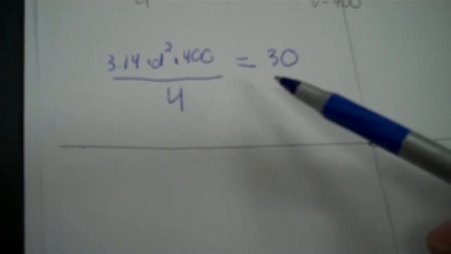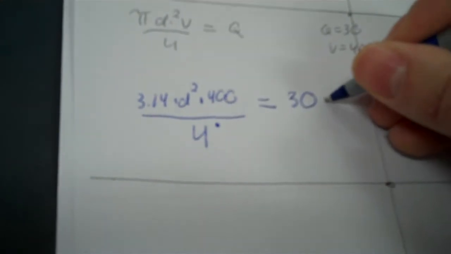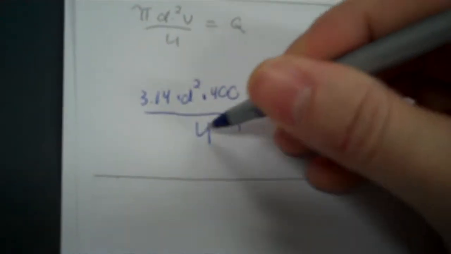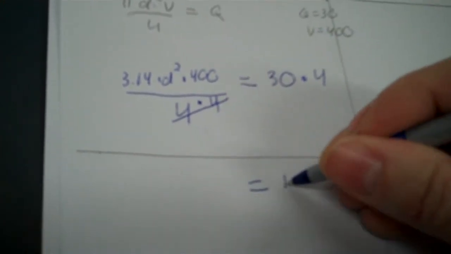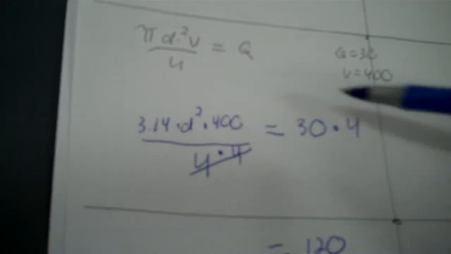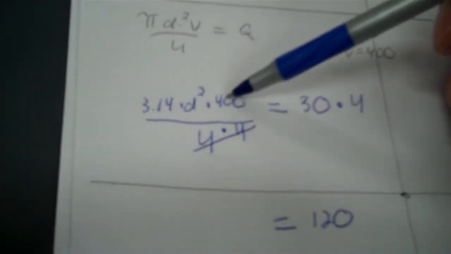Now before I worry about anything else, I'm going to get this ridiculous looking 4 out of here. Now it means that everything's divided by 4, so if I don't want the 4 there, I'm going to multiply each side by 4. Okay, and now the 4 is gone. We got 120. Now I'm also going to, on the way down, multiply 3.14 by 400.